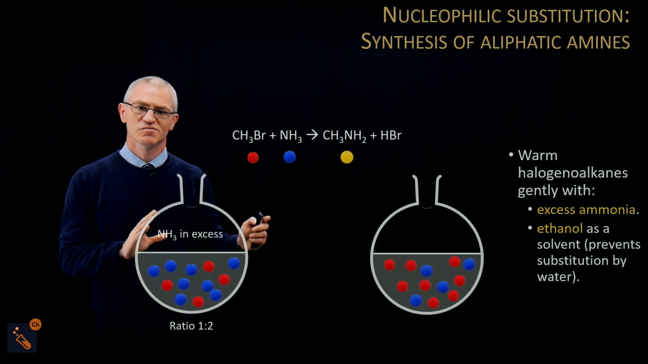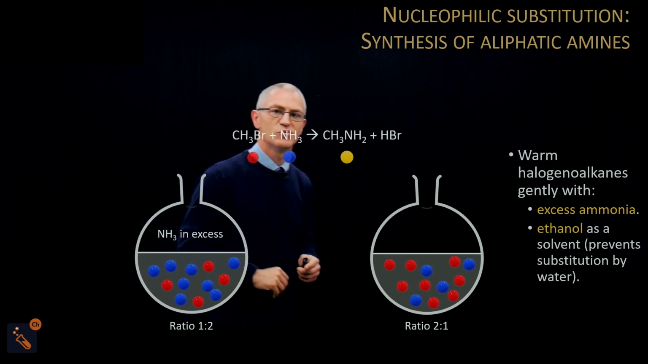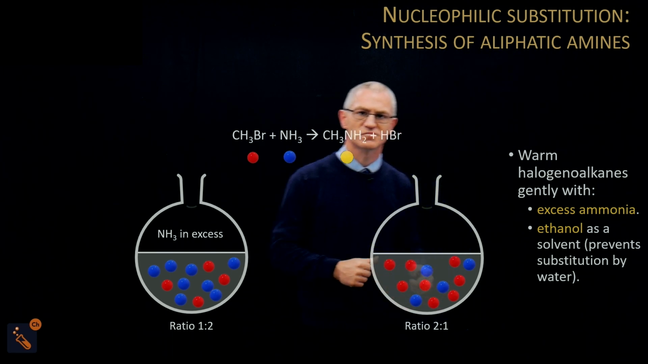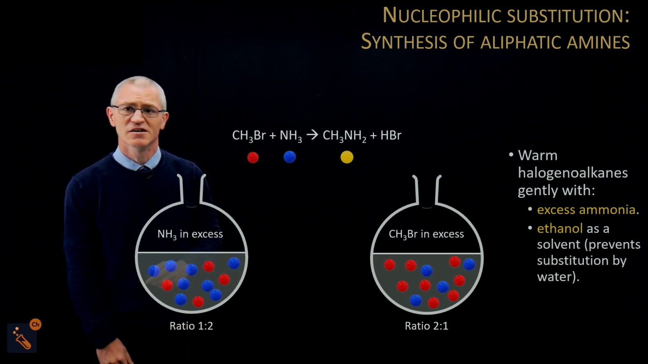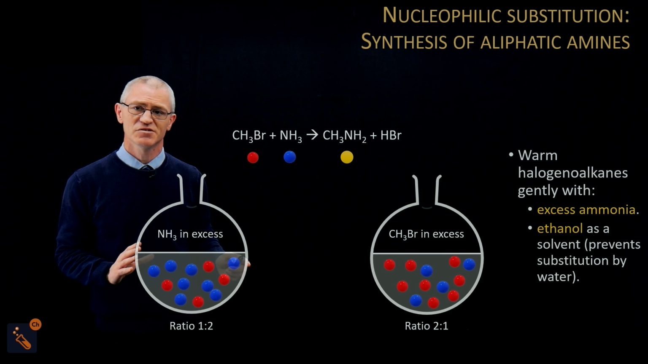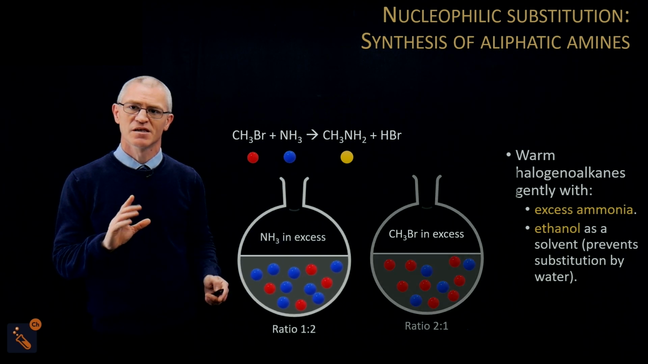Now, if I do another reaction, but this time I do the ratio the other way around, and if you look at it, I've got the red balls, this is the halogenoalkane again, and then I've got the NH3s. And that means the CH3Br is in excess instead. So I've got one pot with the NH3 in excess, one with the CH3Br. Let's first look at the NH3 in excess and see what happens.